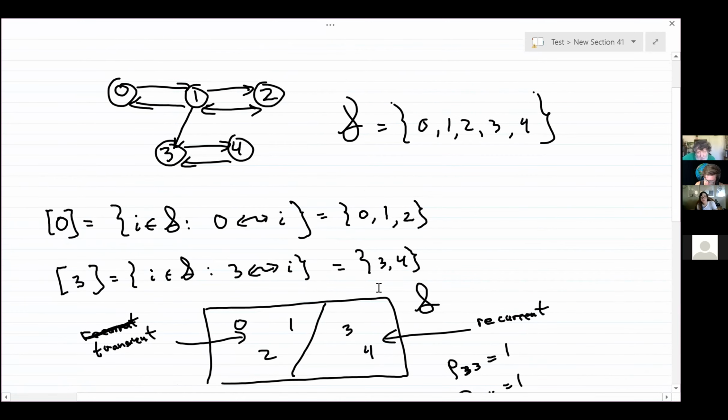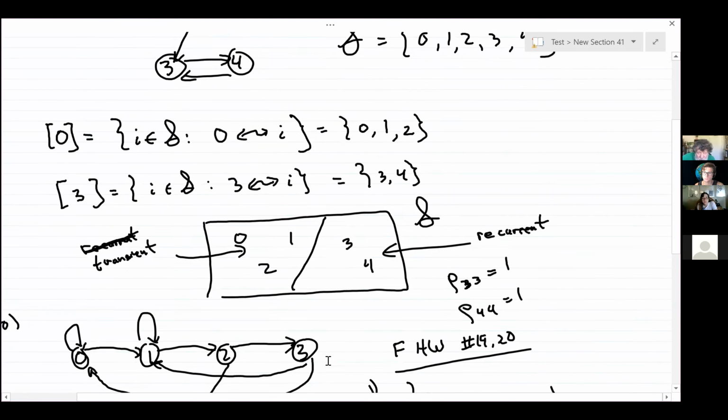And the reason for that is, if they were all transient, then there would be sort of a last time you visit each of them. And that can't happen because you have to be somewhere. So you can't be done visiting all the states and still have time on your hands here. So that's an intuitive argument. We'll see a more precise argument later.